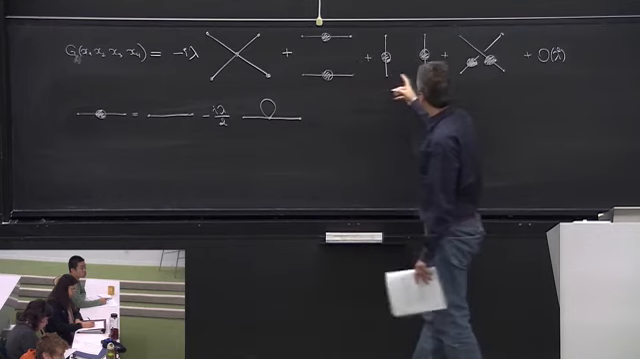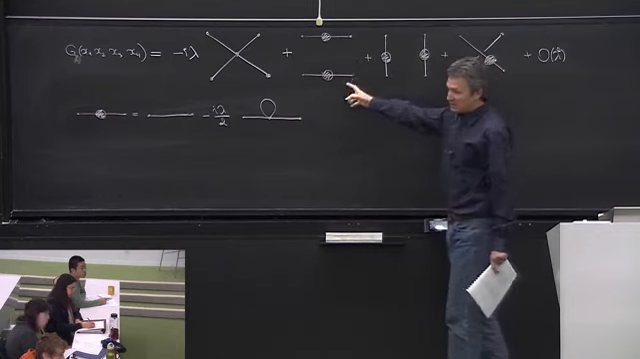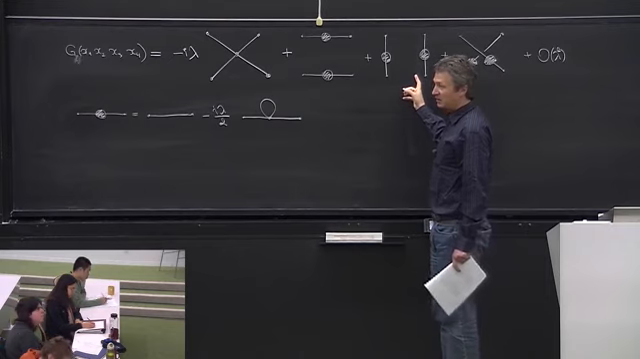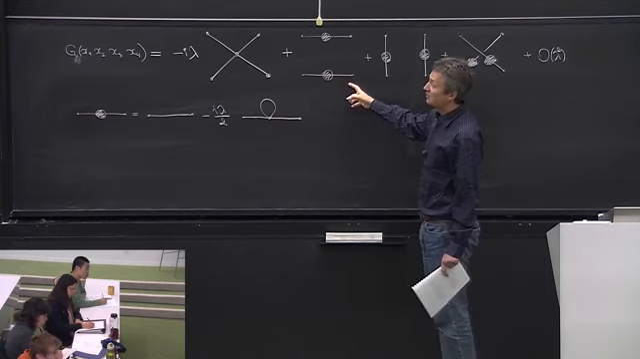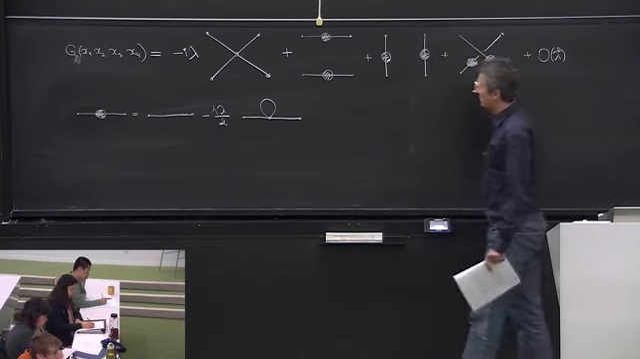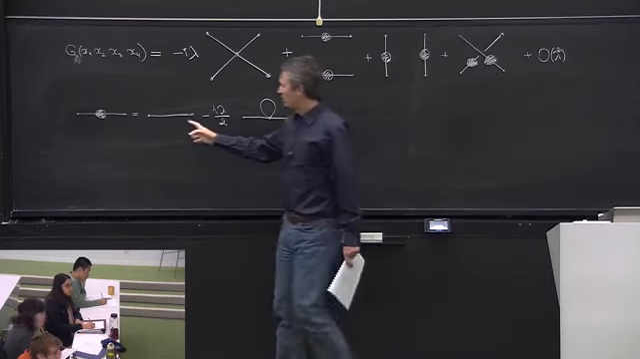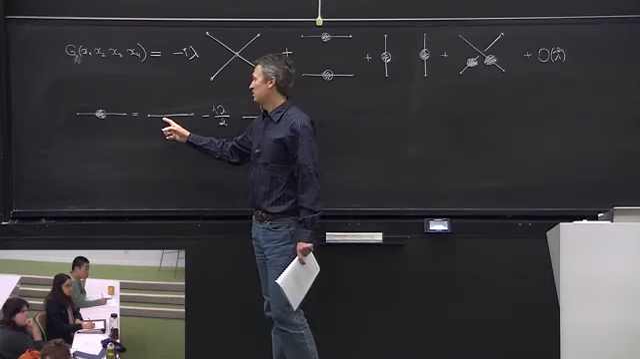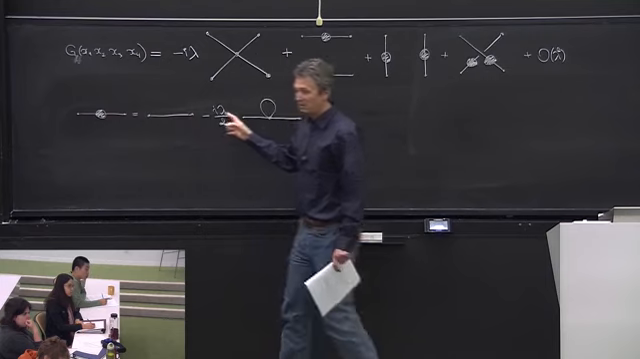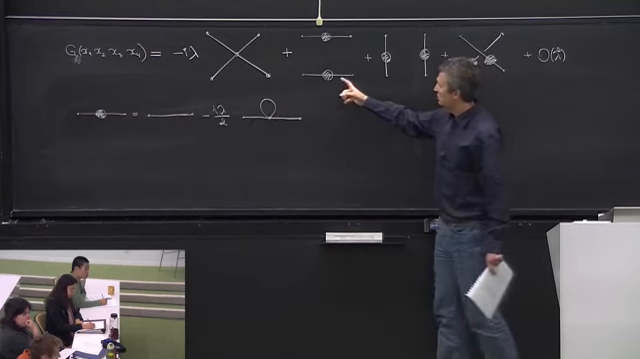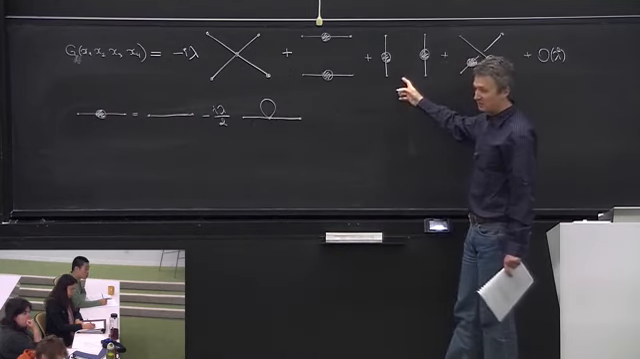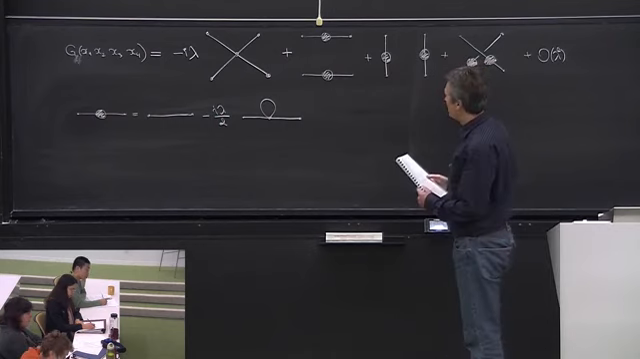Let me explain. These three terms contain the Green's function of the free fields, right? So when we take this free part of the propagator, then the zeroth order will be contained in these three terms.